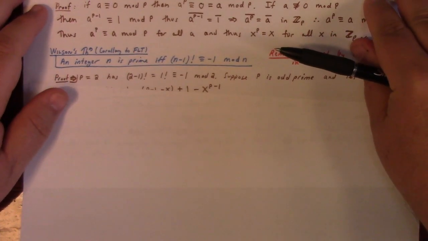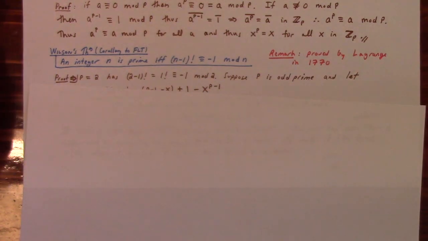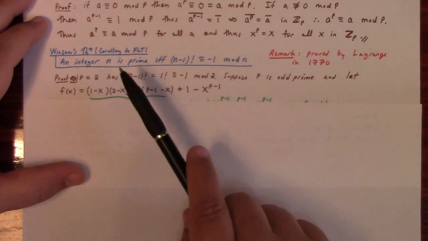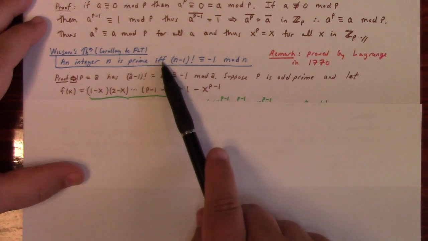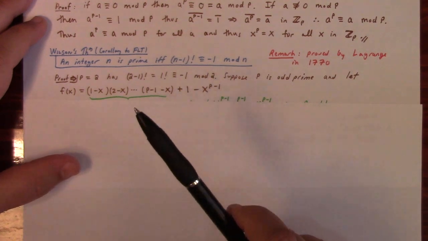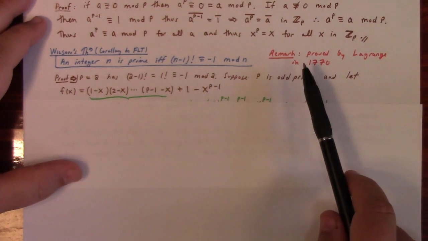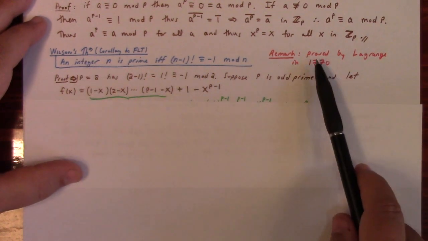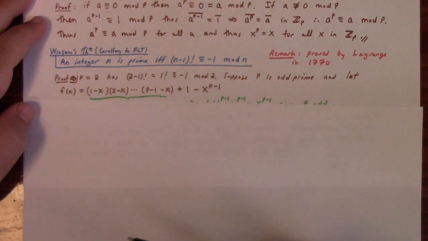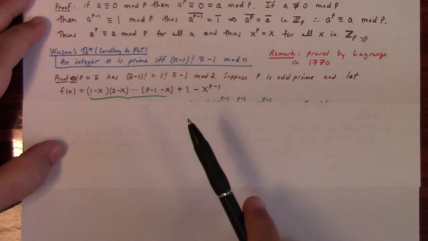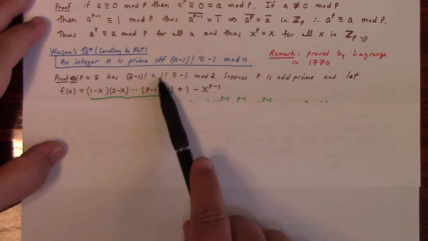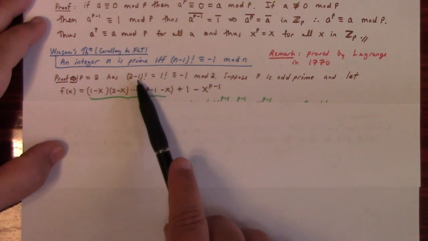Now, is it a corollary? I know calling this a corollary is a bit of a stretch. I think it's really more of a theorem. An integer n is prime if and only if n minus 1 factorial is congruent to minus 1 mod n. This is called Wilson's theorem, but Jones and Jones mentions that it was proved by Lagrange in 1770. So anyway, if p is equal to 2, then the theorem is true. All right, 2 minus 1 is 1 factorial.